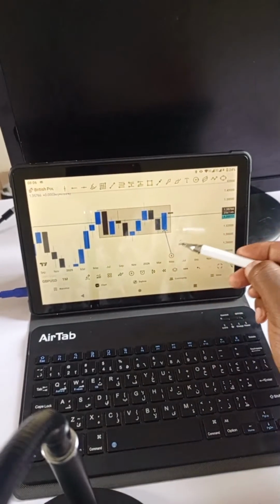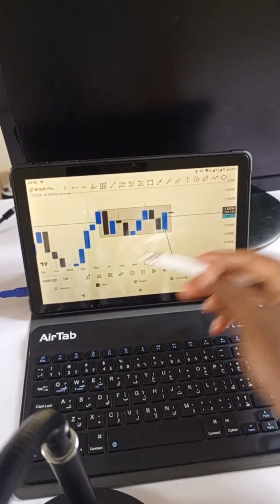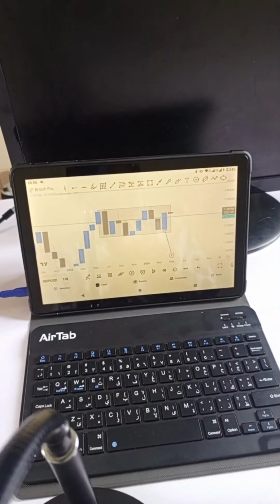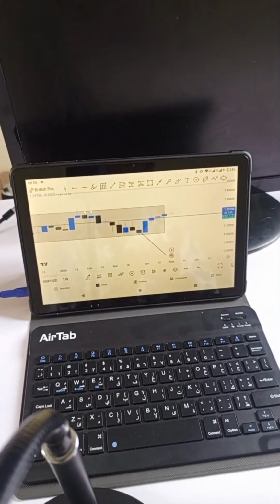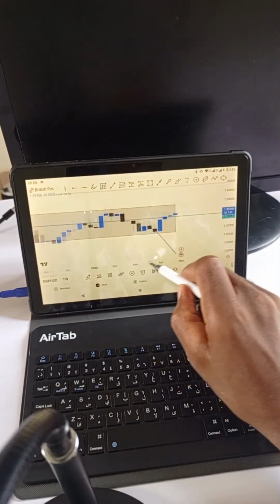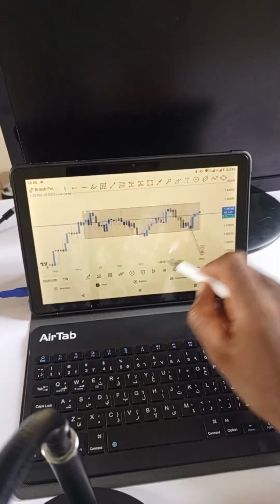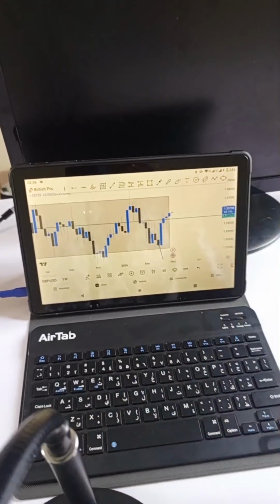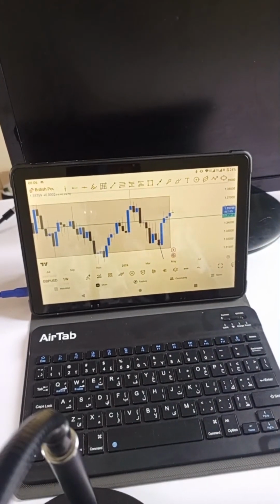So now that we know that the monthly is consolidating, what do we do? We pull down to the weekly to see exactly what we should be expecting on the weekly time frame. Okay, now we have the weekly. Within this consolidation, you will see that we have a trend.